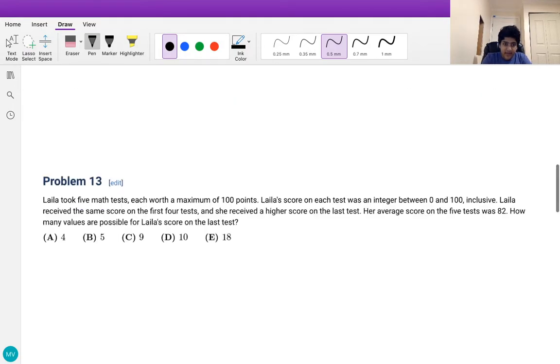Lila took 5 math tests, each worth a maximum of 100 points. Lila's score on each test was an integer between 0 and 100 inclusive. Lila received the same score on the first 4 tests, and she received a higher score on the last test. Her average score on the 5 tests was 82. How many values are possible for Lila's score on the last test?